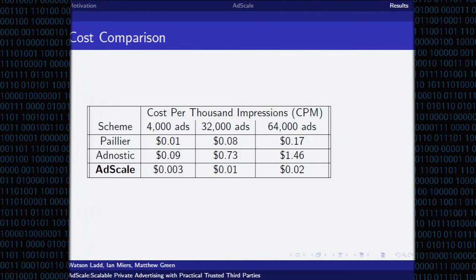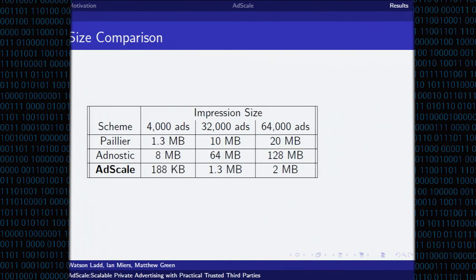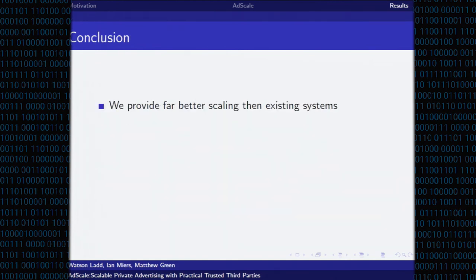Agnostic wipes out everything. Now let's look at the size. Bandwidth really matters here, especially for mobile clients. And you see that we have significant bandwidth savings over Agnostic and the Paillier-based scheme, which really make it practical at the high end with 64,000 ads. 2 megabytes per day is a lot, but per impression, we can get away with it in a way we couldn't with 20 megabytes. We have far better scaling than existing systems.